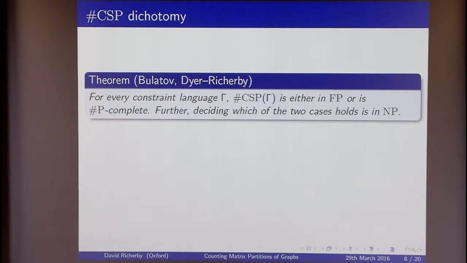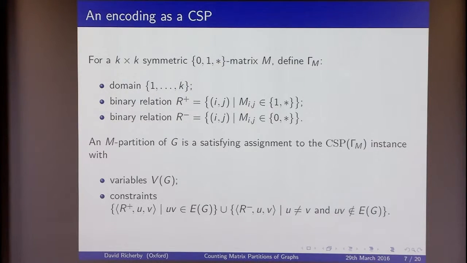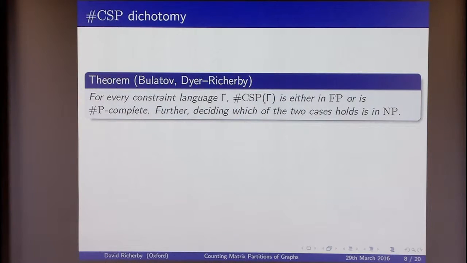Now, we know how to solve constraint satisfaction problems. Okay, we know that for every constraint language, either you can solve instances of this in polynomial time, or trying to solve these instances is NP-complete. And we have an algorithm in NP to decide which of these two is the case, given a specific constraint language. So if we can code matrix partition problems as constraint satisfaction problems, and we already understand the constraint satisfaction problem, I guess that's the end of the talk.